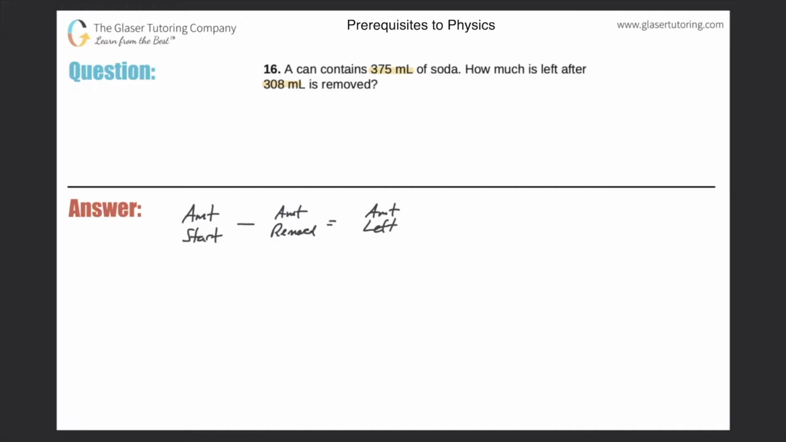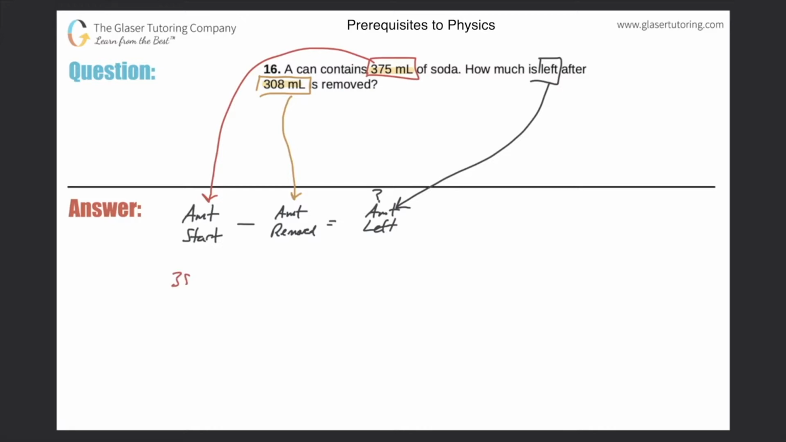Cool. So sounds like we can just plug these in. It says it initially contains 375 milliliters. That's the initial amount, or the amount that you started with. Then it's telling us that we removed 308 milliliters. And finally, it says how much is left after that's removed. So that's the question we're trying to solve. So let's just plug in the numbers. We have 375 milliliters minus 308 milliliters will equal, so just plug it into your calculator, 375 minus 308 comes out to be 67 milliliters. And that would be the final answer.